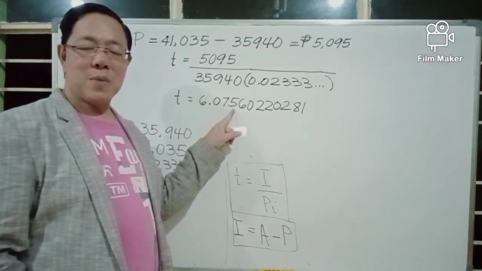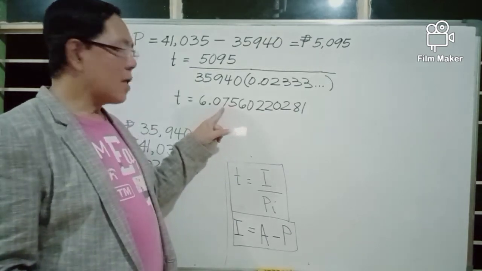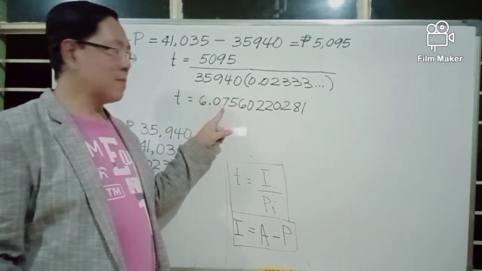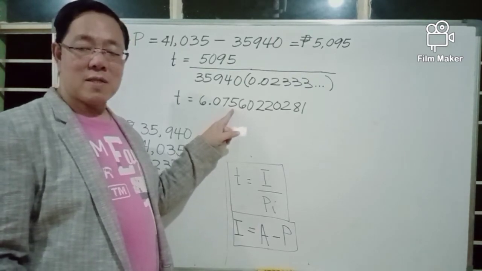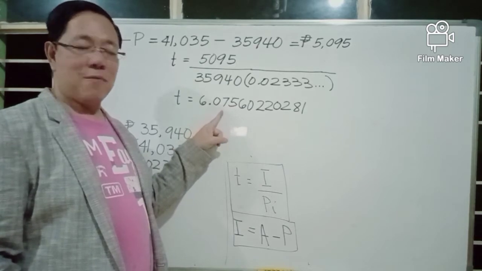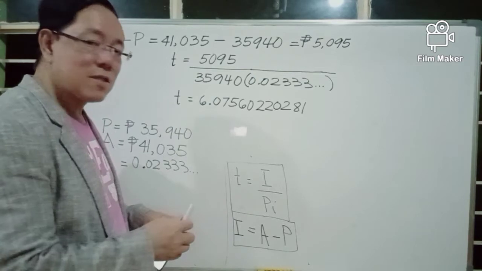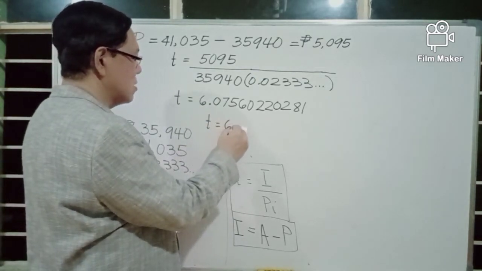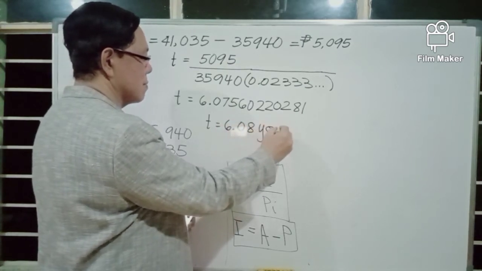And the rule says if the number to be rounded off is 5 or more, you add 1 to the preceding digit. That is the digit that comes before the number to be rounded off. The number to be rounded off is exactly 5. So we add 1 to the preceding digit, 7. And 7 plus 1 is 8. And the final answer is T equals 6.08 years.